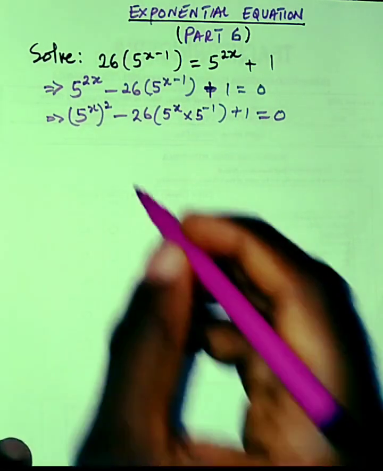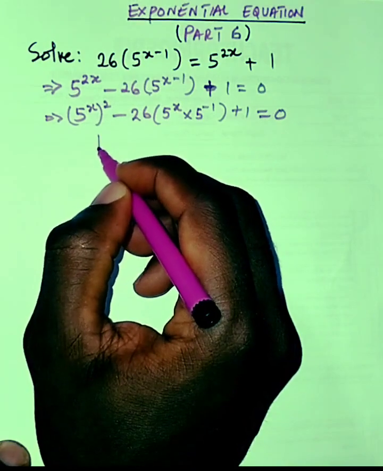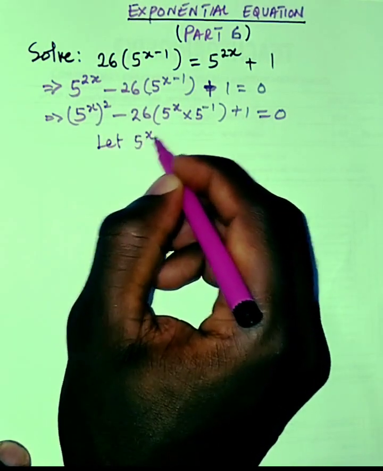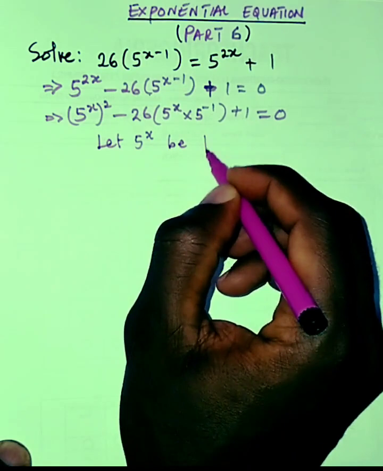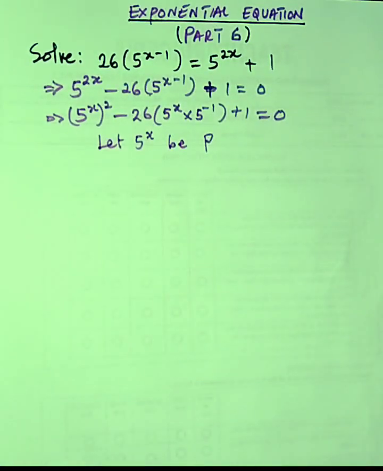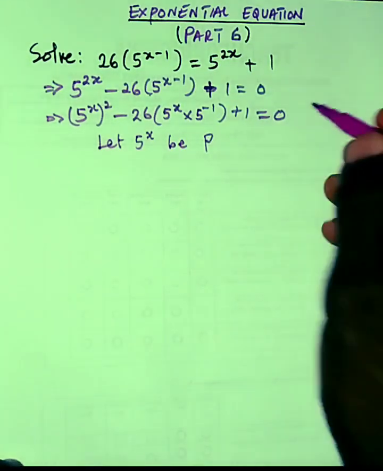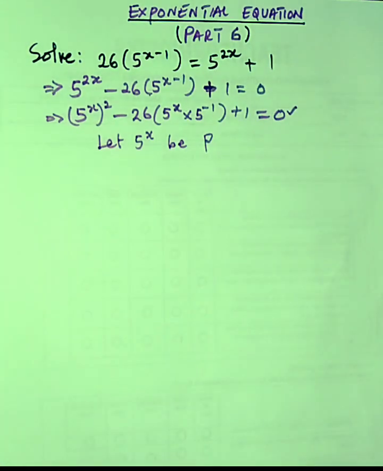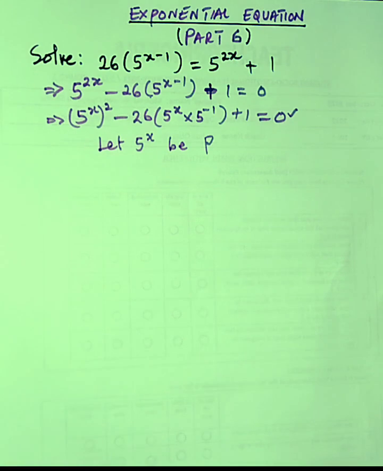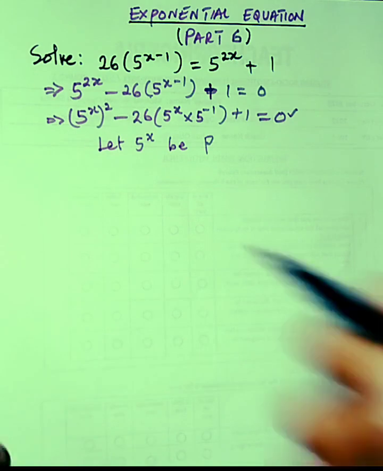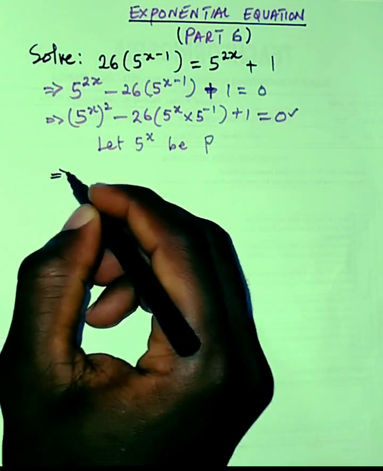So now what's the next thing to do? We are going to let 5 to power x be p. So if 5 to power x is equal to p, then anywhere we see 5 to power x in this equation, we replace it with p.